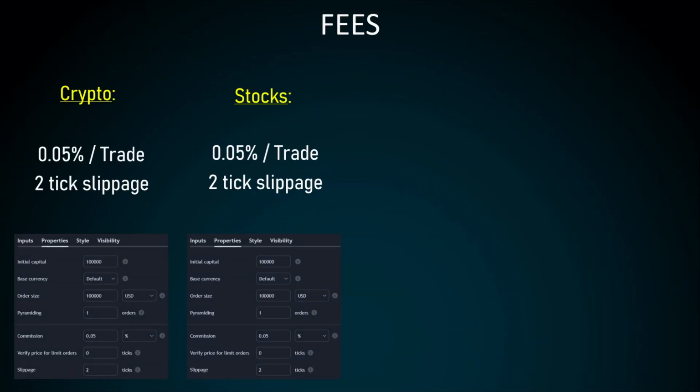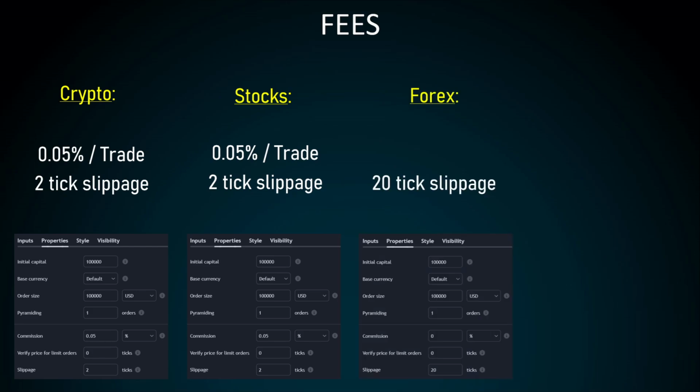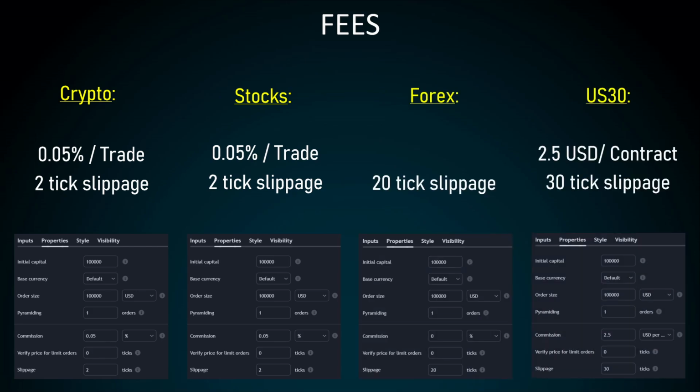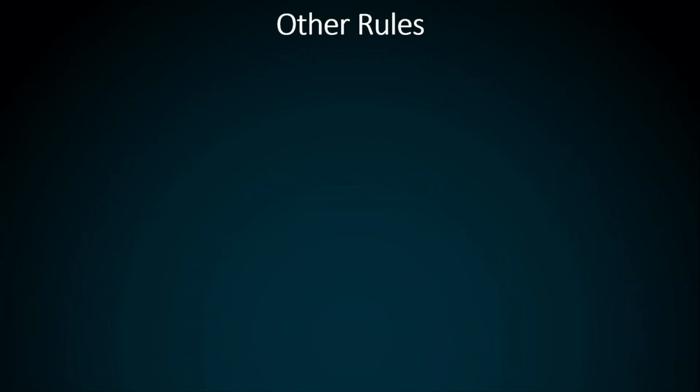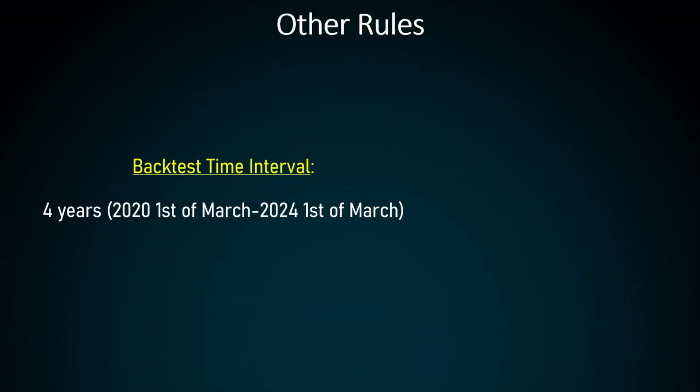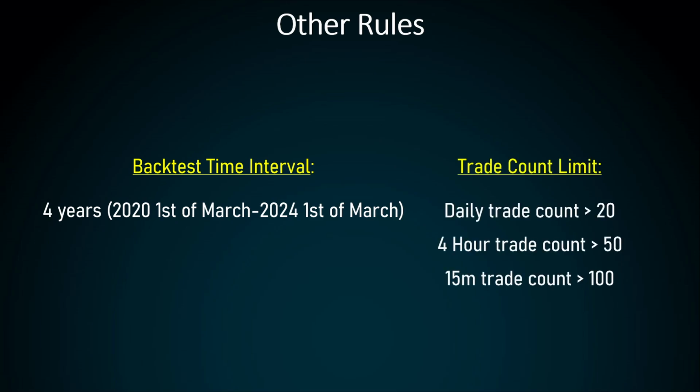Next, let's talk about the fees. For crypto and stocks, I used 0.05% per trade and 2 tick slippage. For Forex, I used 20 ticks of slippage. And for the US30, I used 2.5 USD per contract and 30 tick slippage. There are a few other rules too. The backtesting time interval will be the last 4 years, and I also included a trade count limit.